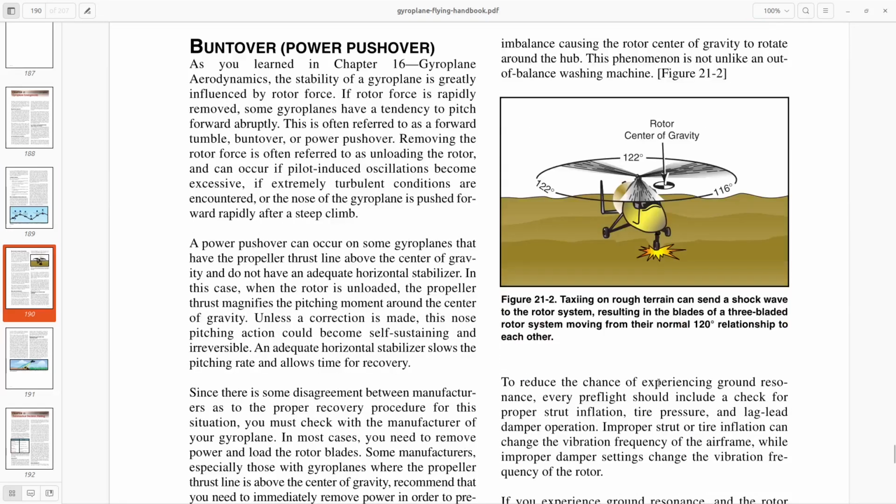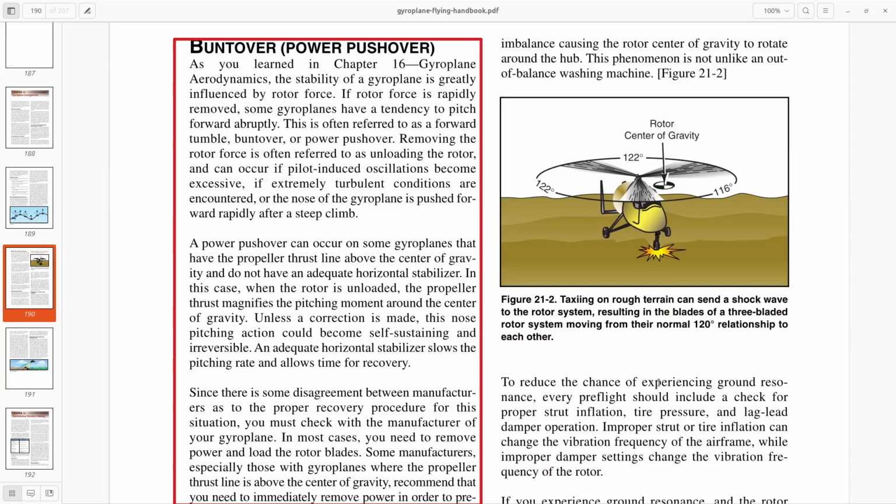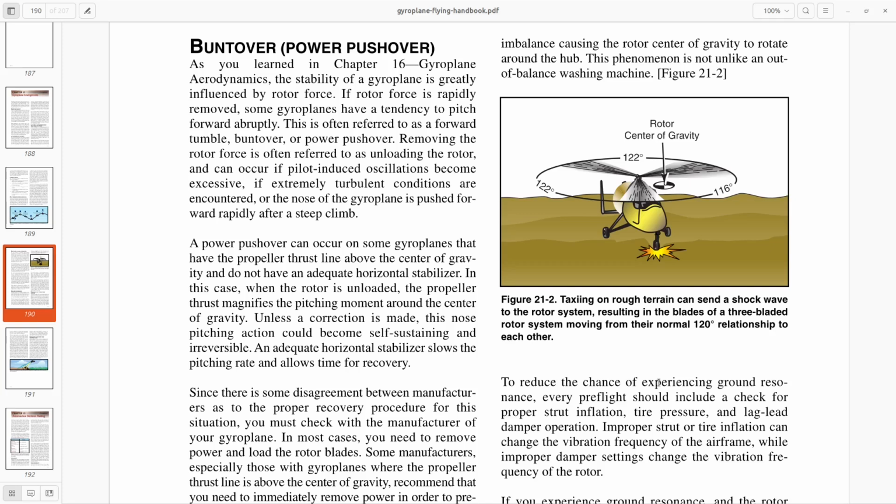Other issues: buntover, sometimes called powered pushover. This is what happens if you remove that rotor force, if you unload the rotor. And what happens is you unloaded the rotor, and depending on your machine, it might try to pitch down. It might try to sort of pitch over or bunt over, if you will.